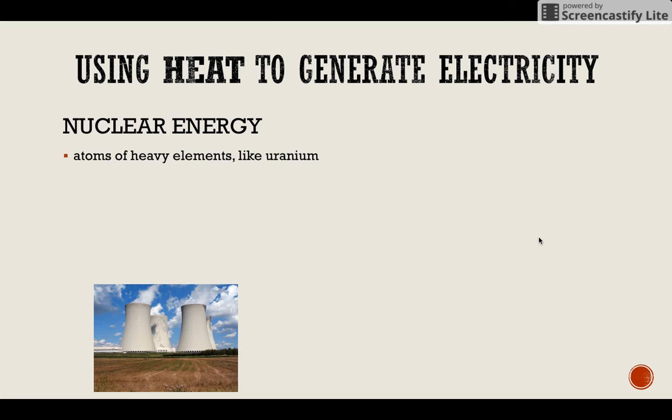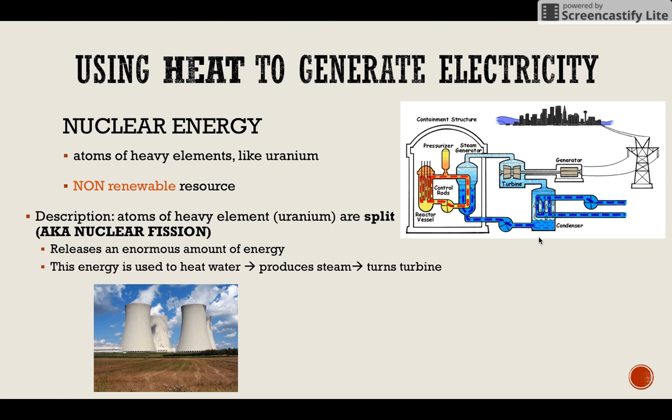So we like to use atoms of heavy elements such as uranium. Think back to chemistry, properties of uranium. This is pretty much obviously a non-renewable resource. Once the uranium resource runs out, unfortunately, we're going to have to turn to something else.